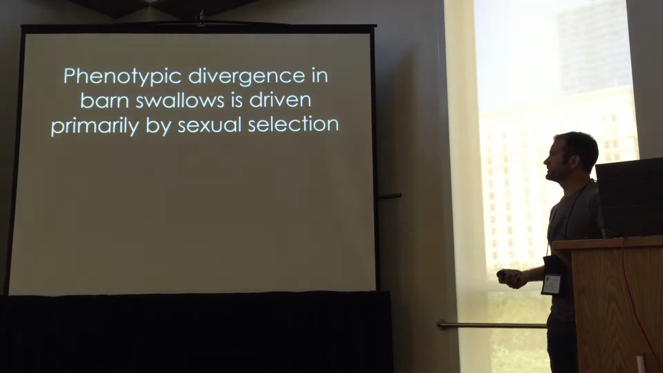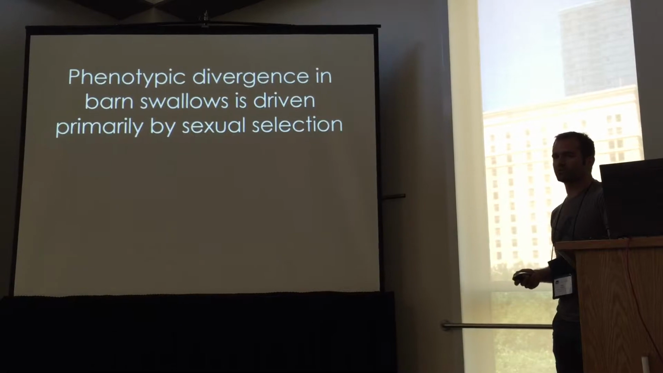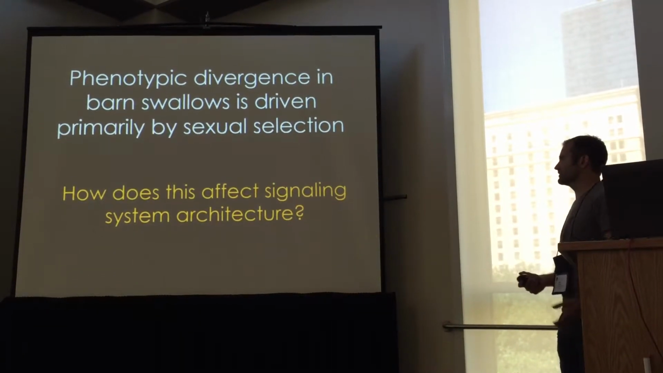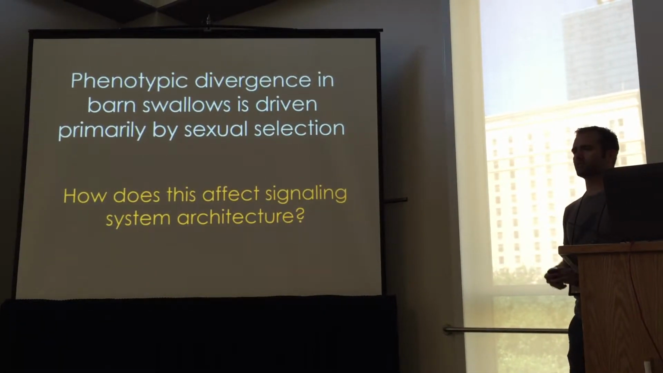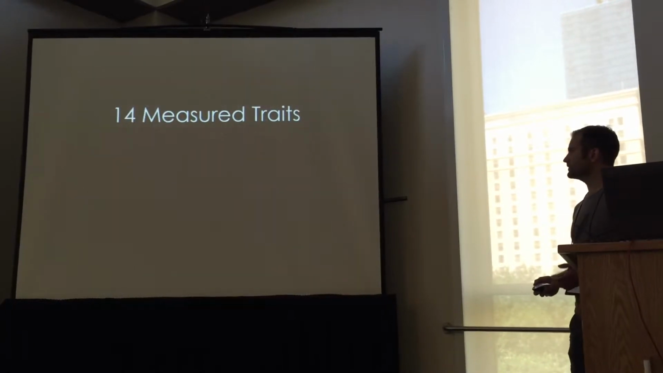So there's growing evidence that phenotypic divergence in this system is driven primarily by sexual selection, but it also allows us to ask the question of how such divergence should affect the signaling system architecture in general, so how all of the traits correlate with each other.